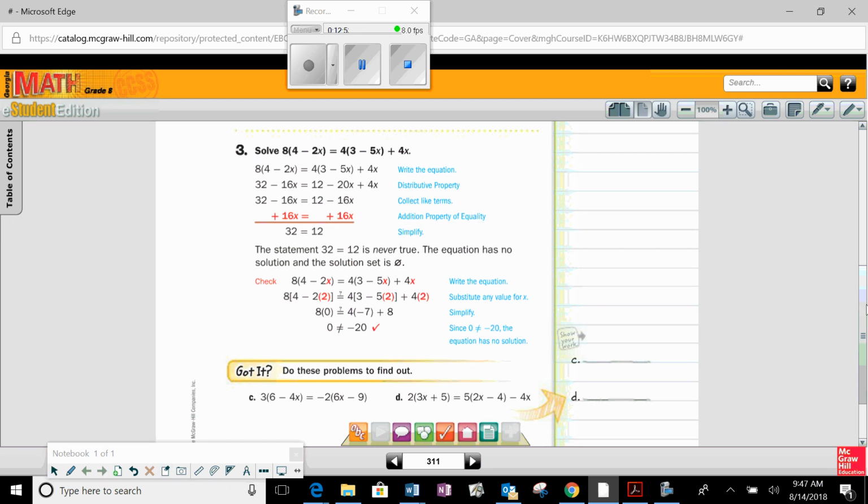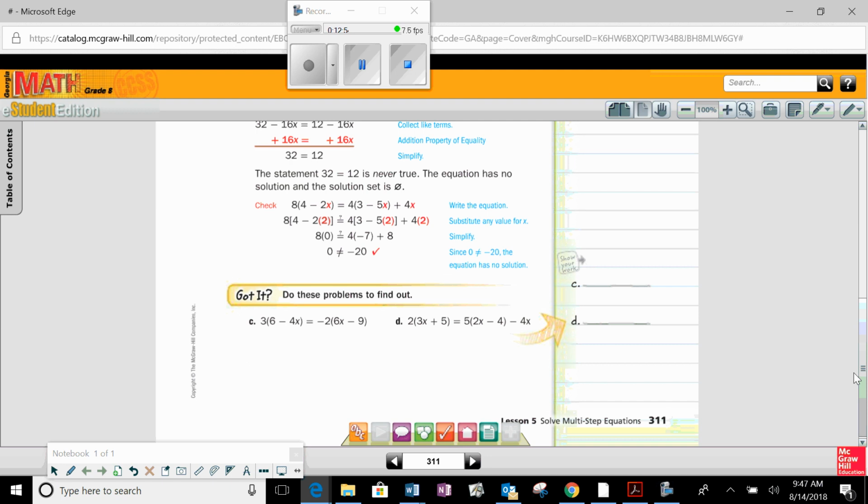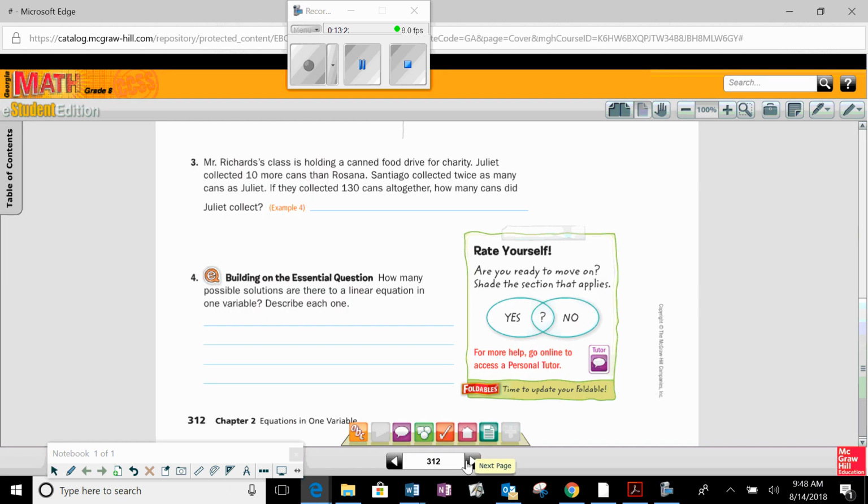Go ahead and solve C and D on your own. Remember to work left and right before going across the equal sign. Pause the video now. For C, you should get identity, or all real numbers. For D, you should get null set, because there is no solution. Go ahead and flip to the next page.